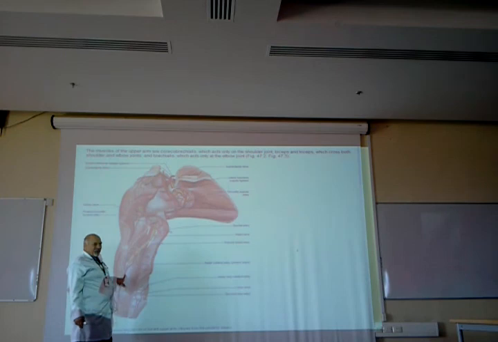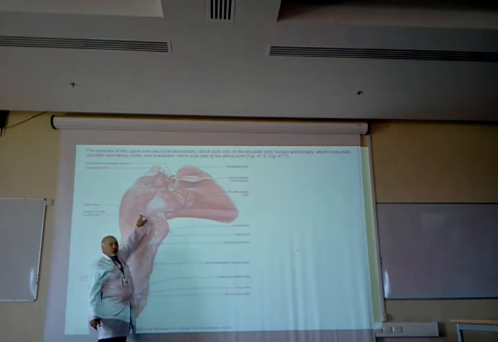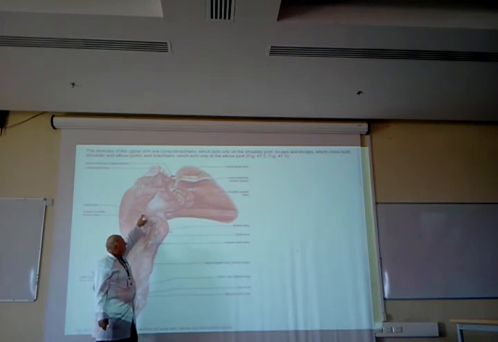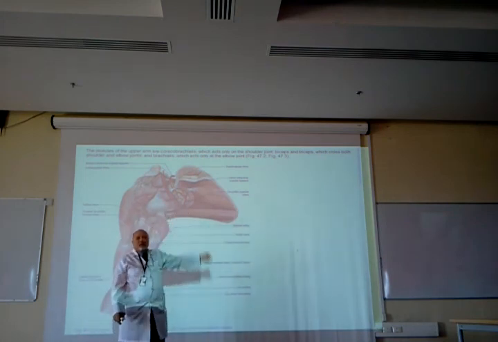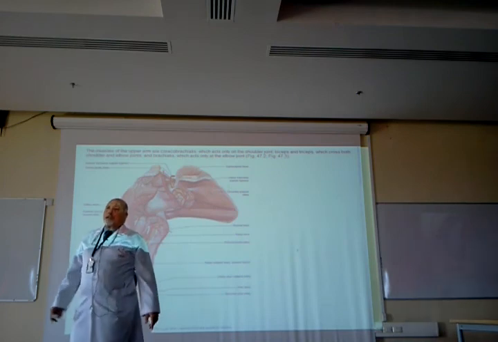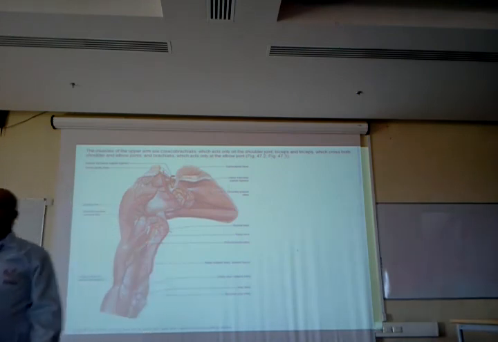A strange picture: the radial nerve with the profunda brachii, the posterior circumflex humeral with the axillary, and the suprascapular nerve with the suprascapular artery around the scapula.